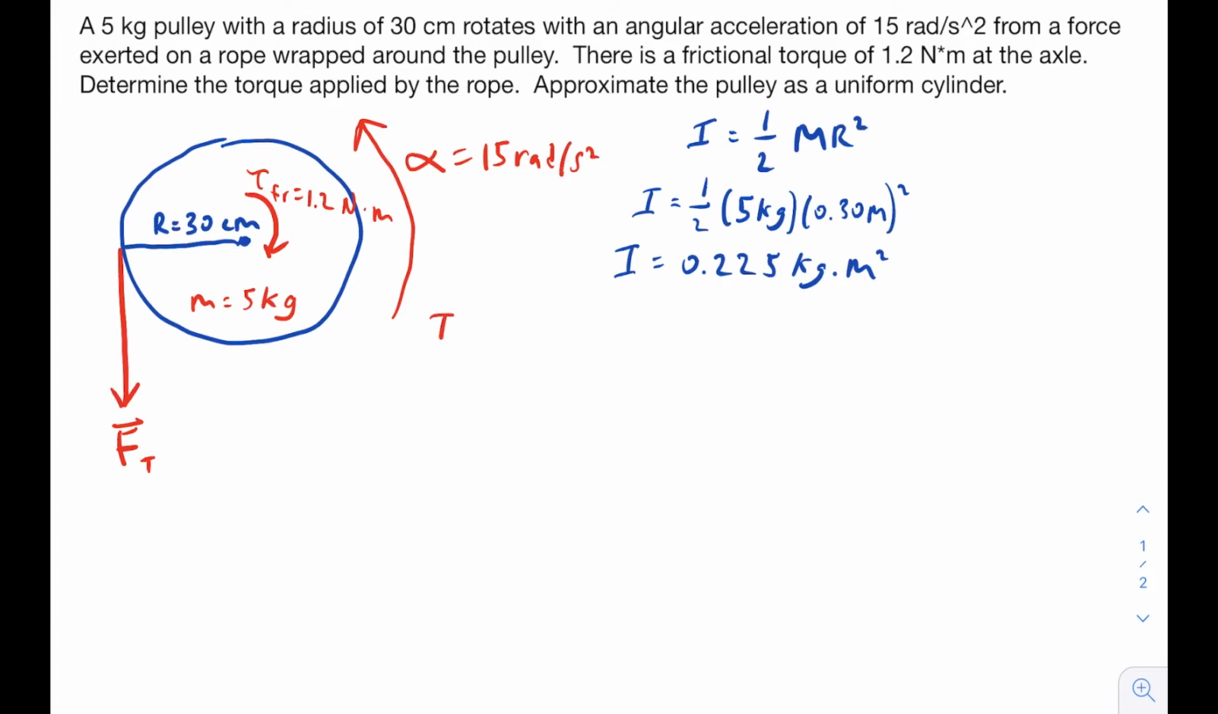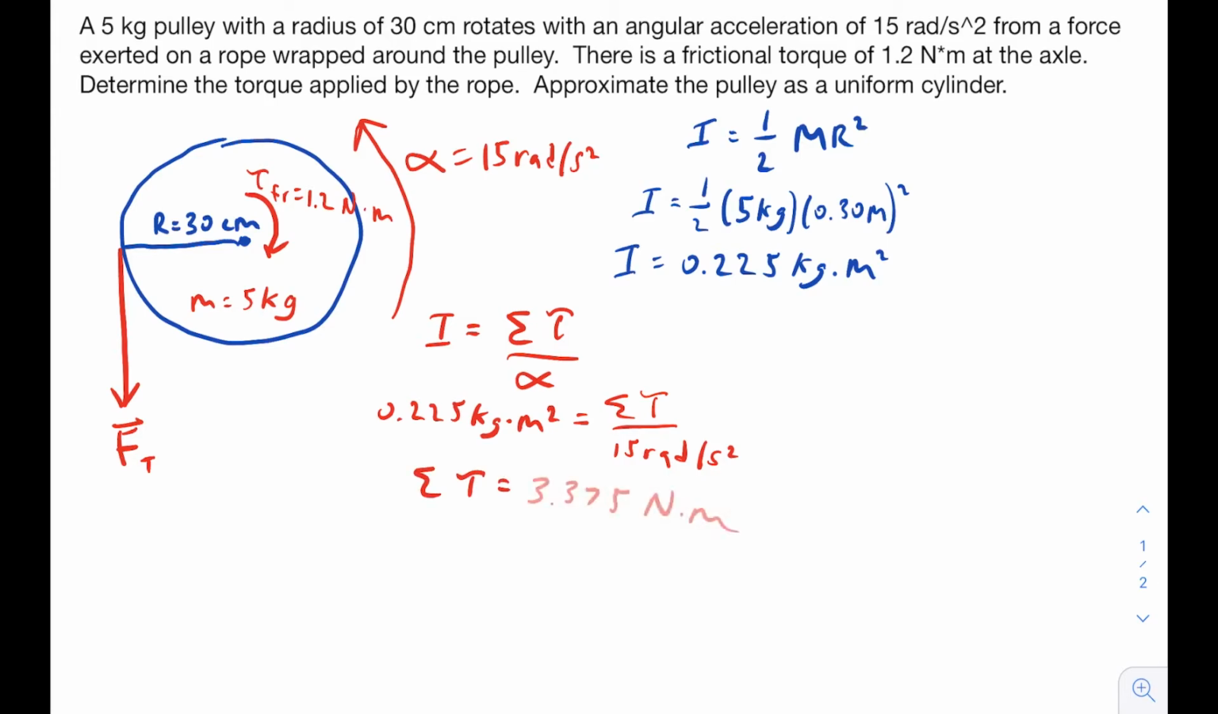In my previous video, I derived an equation showing that an object's moment of inertia is equal to its net torque divided by its angular acceleration. Because we know that the only torques in this problem are the frictional torque and the torque applied by the rope, we should be able to find the net torque and then calculate the torque applied by the rope. Plugging in the moment of inertia that we just solved for, as well as the given angular acceleration, we can solve for the net torque. This tells us that the net torque on the pulley will be equal to 3.375 Newton meters.